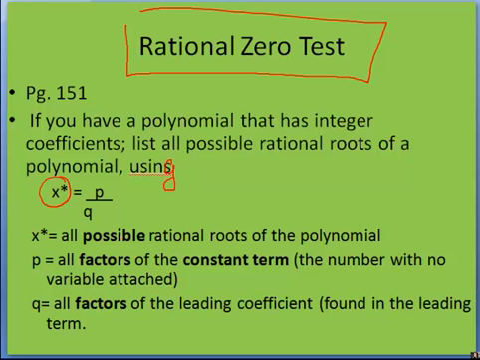P over q. And p, I like to think about as the pathetic number without a variable. It's pathetic and lonely. Okay, so p over q. P is going to be all the factors of the constant, or the pathetic lonely term, and then Q is going to be all the factors of the leading coefficient.